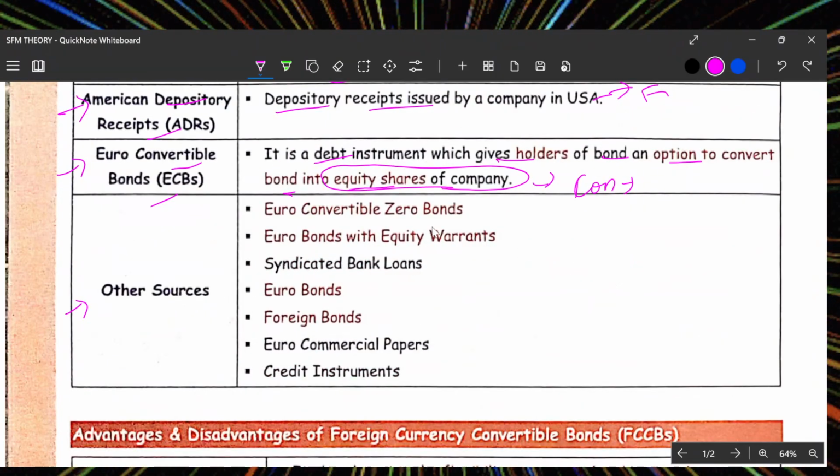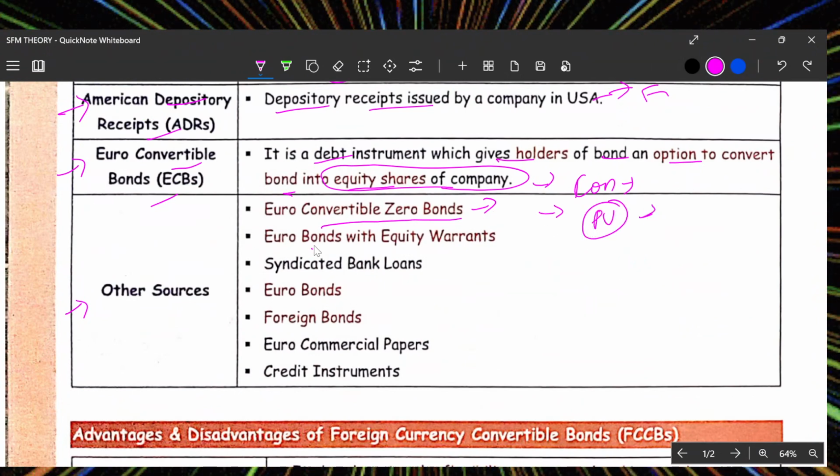Other sources. What are the sources? Euro convertible zero coupon bond. In a euro zero coupon bond, I won't pay you any interest; rather, I get the money at present value, and later I will pay you the full amount. And there is the euro bond with equity warrant. Here conversion is not an option; definitely it will be converted to equity shares.